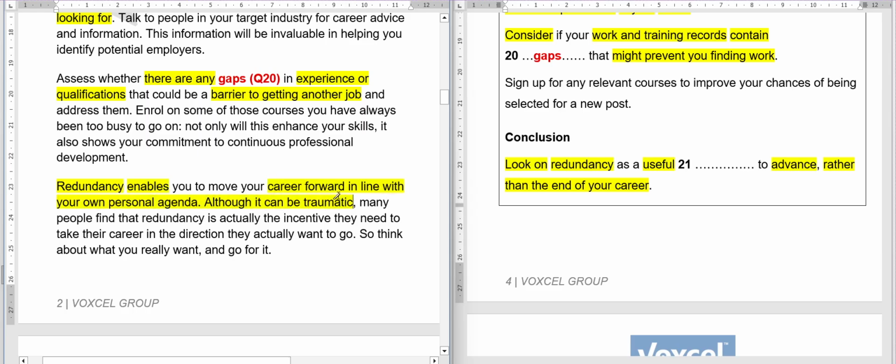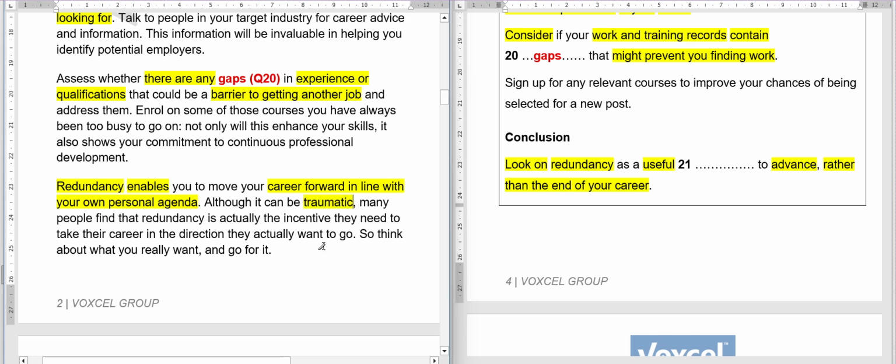You can move your career forward in line with your own personal agenda, because now you don't have any job, you are not in your comfort zone, so as to say. Some people become too comfortable in their jobs, even though they know they can do better or get better pay elsewhere, they are not willing to take that risk. But if you are being made redundant, you don't have any choice. So it may be a blessing in disguise, basically.